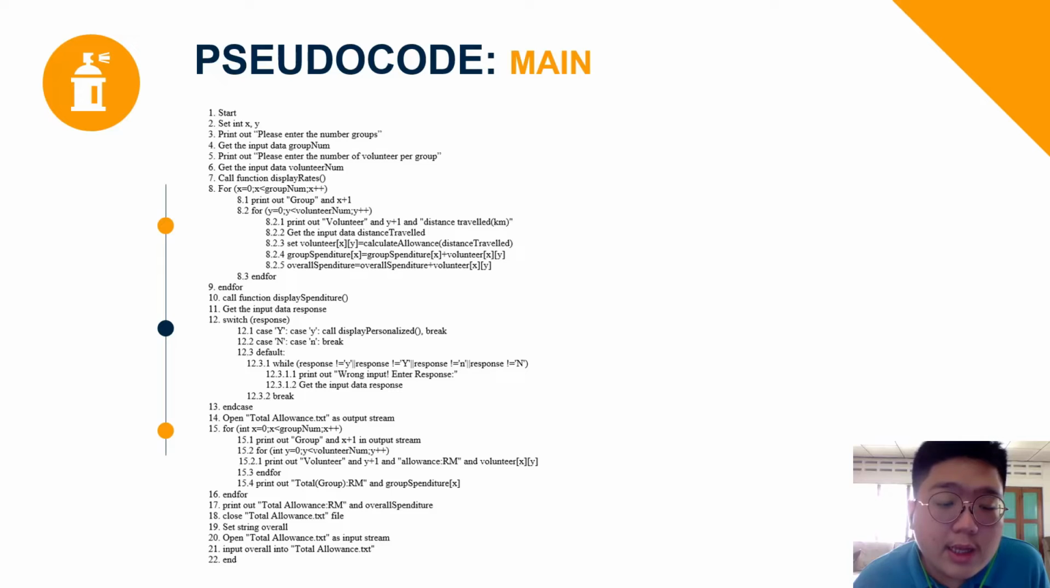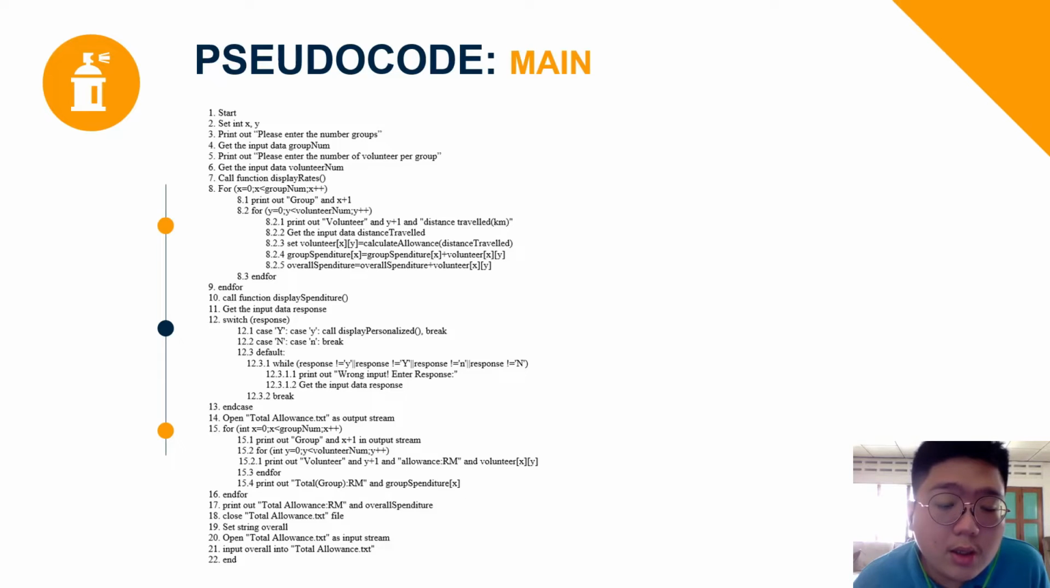And then we will get the input data response and come to a switch. For y we will call display personalized. For n we will break, and for default, if the response is not equal to y and not equal to n, we will print out wrong input and enter response, and then we will get the input data response again. And then we will open total allowance text as output stream.